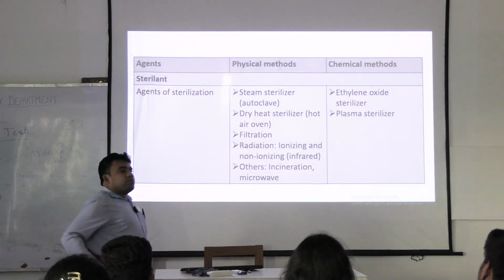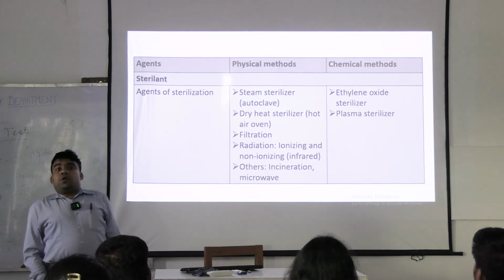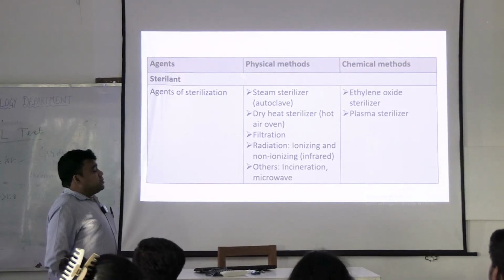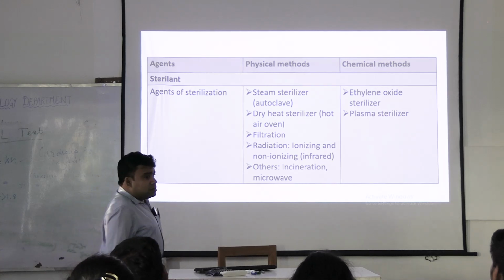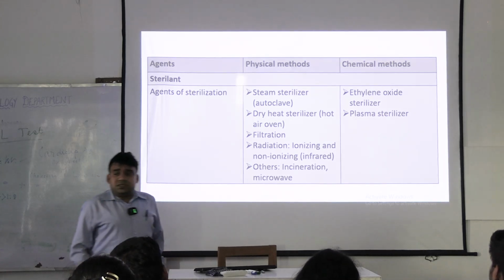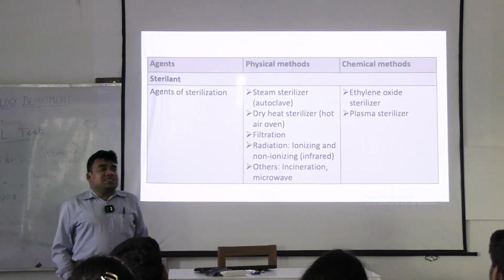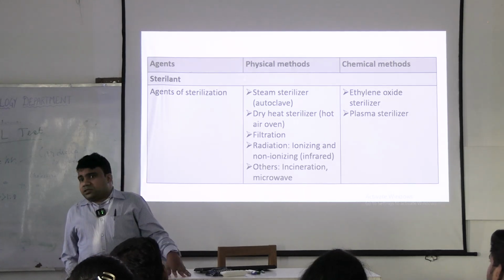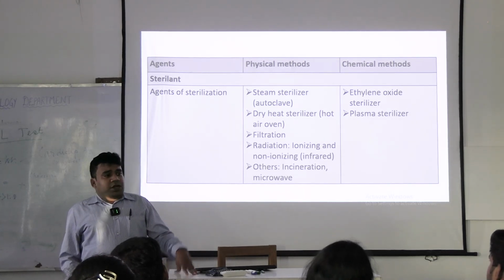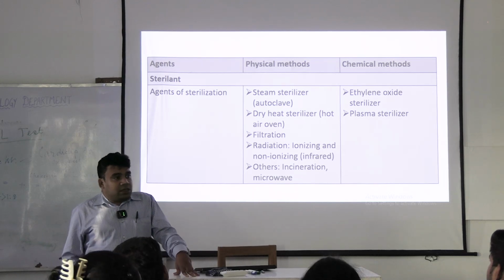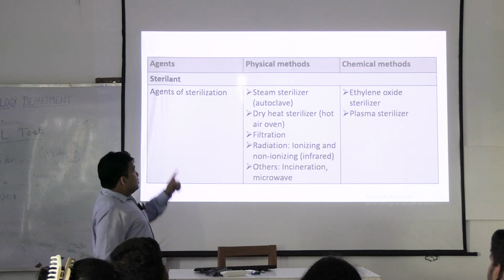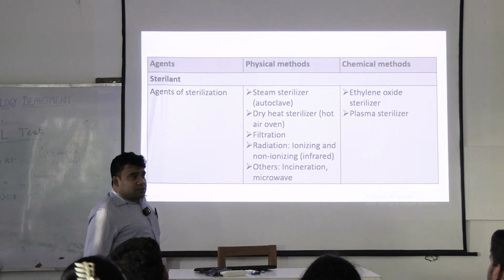Now, we need to know what are the processes by which we can achieve this. So there are two types of method. One is a physical method, another is a chemical method. Physical method means by which we can change the physical elements. Now please remember, the bacteria or microorganisms have to endure environmental conditions. The environmental conditions could be physical elements, could be chemical elements. Hence, the agent could be physical or chemical.